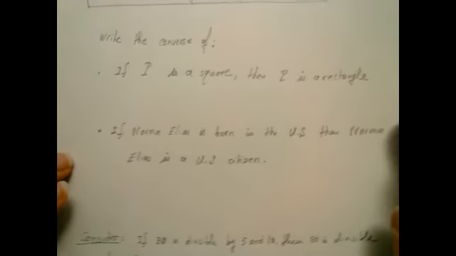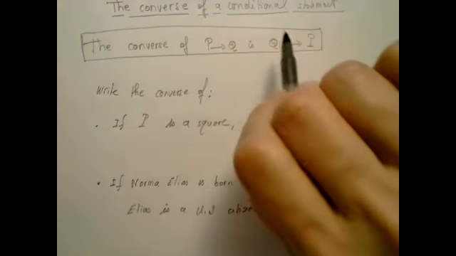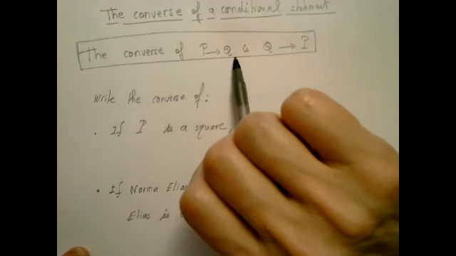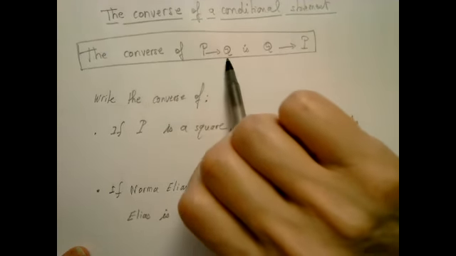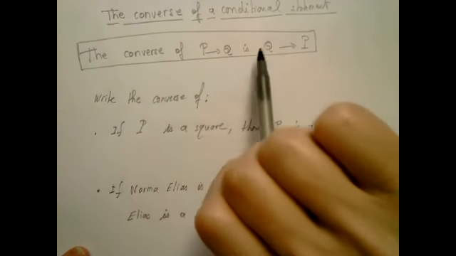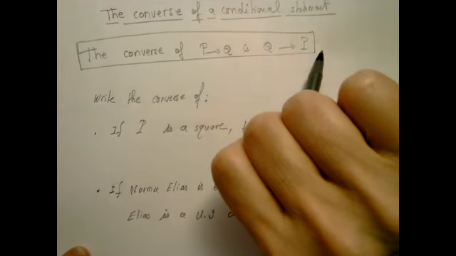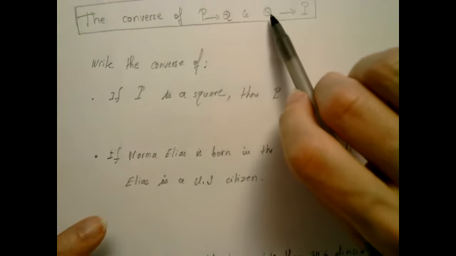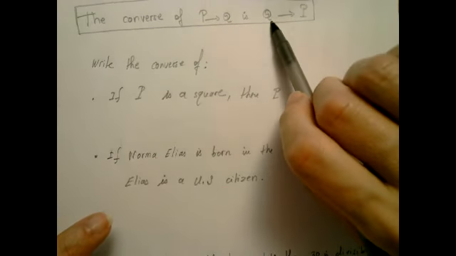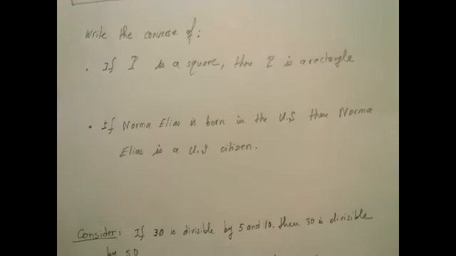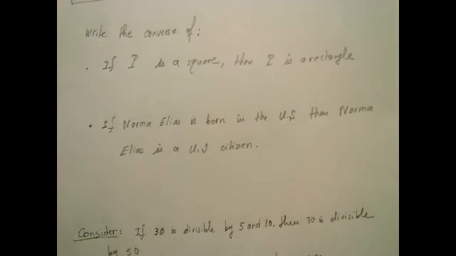All right. So what's the converse of a conditional statement? The converse of if P then Q is if Q then P. So the converse of if P then Q is nothing more than if Q then P. So we basically, the hypothesis becomes the conclusion, and the conclusion becomes the hypothesis. That's the converse of a statement. So let us write the converse of the following. If P is a square, then P is a rectangle.